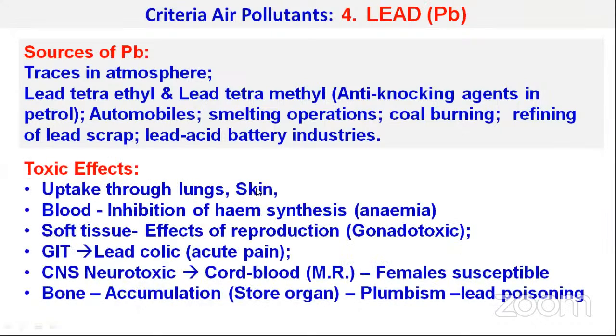Now, what are the effects? It can be uptaken by skin, uptaken by lung. It can be inhaled. When it goes to the blood, anemia results because it can block the heme synthesis. Heme is the red pigment of your blood that can be completely stopped. So anemia results. In soft tissue, it can be absorbed and stored and affects what is called the reproductive system.